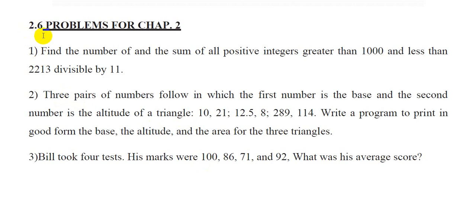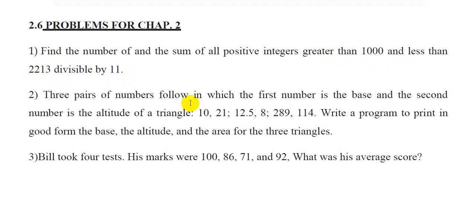The article, as you can see over here, 6.2, indicated with the examples for chapter 2. Find the sum of all positive integers greater than 1,000 or greater than 2,000 or less than 2,213, divided by, as you can see over here.